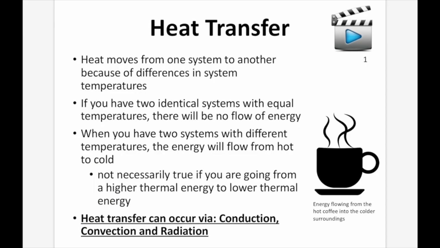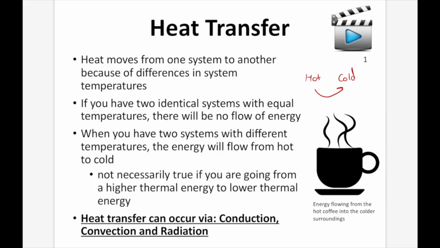Heat transfer. Heat moves from one system to another because of differences in system temperatures. If you have two objects, a hot and a cold object, heat is going to move from the hot to the cold, increasing the temperature and the average thermal energy of the cold particles. So if you have two different substances with equal temperatures, there'll be no flow of energy. If you have equal temperatures on both sides, energy is not going to flow back and forth. Heat is not going to flow back and forth. When you have two systems with different temperatures, the energy will flow from hot to cold.